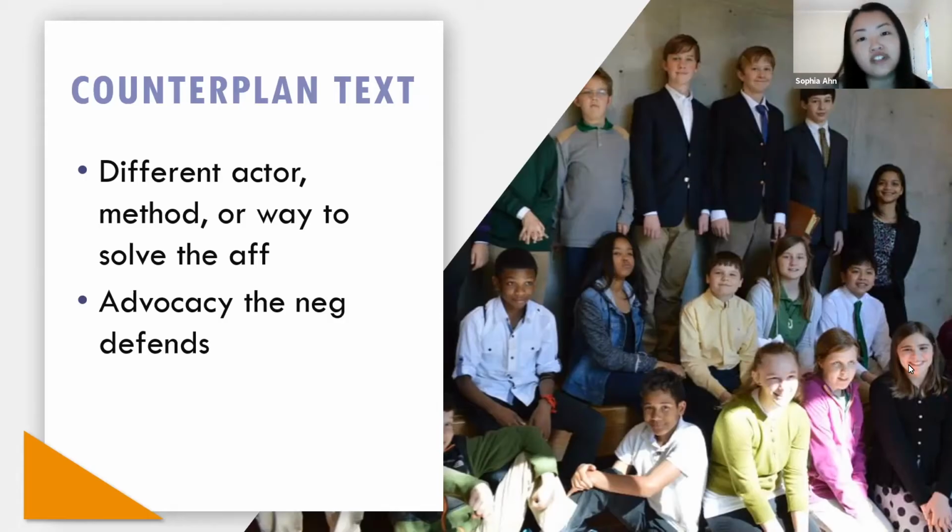A good example of this that comes around every year is actually the state's counterplan. A lot of affirmatives will start off saying the United States federal government should, but when you read the state's counterplan, you just change the United States federal government to states, and that will be the different actor.